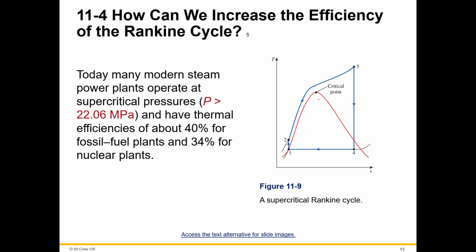Today, many modern steam power plants operate at supercritical pressures, so pressures in excess of 22.06 megapascals, and have thermal efficiencies of about 40% for fossil fuel plants and 34% for nuclear plants. So this is showing you this critical point, and they are operating above it. When you are north of this critical point, this is supercritical. I like that terminology.